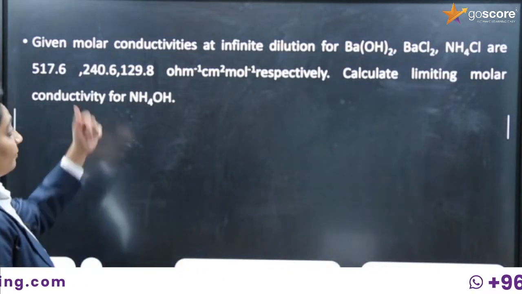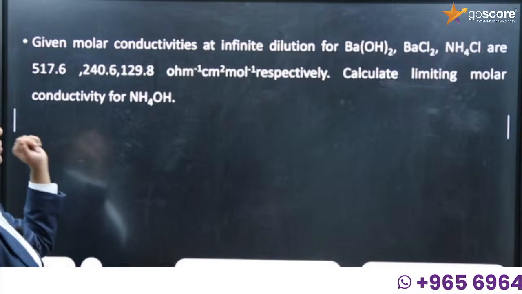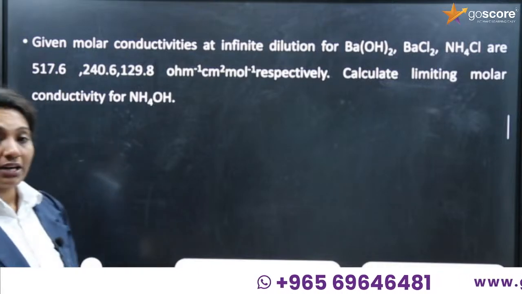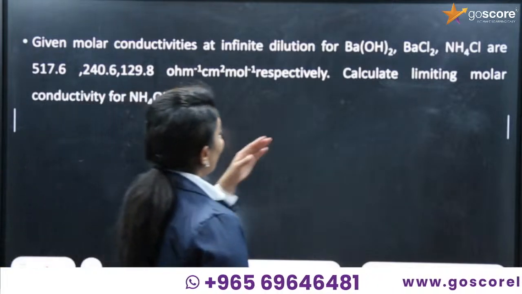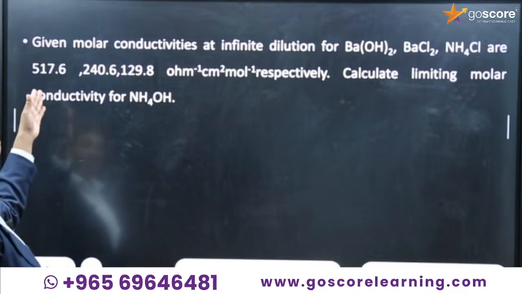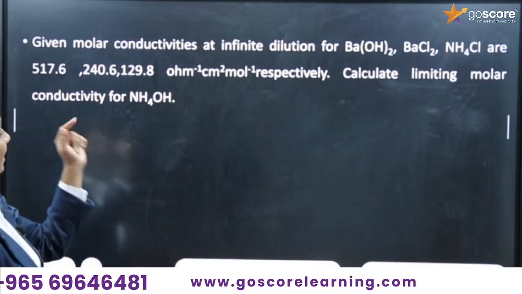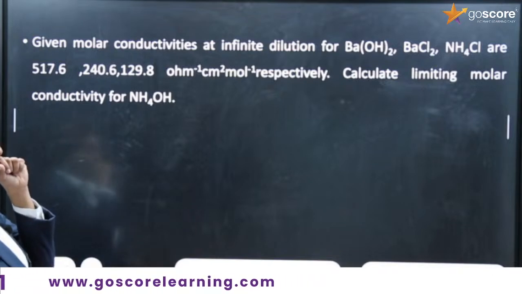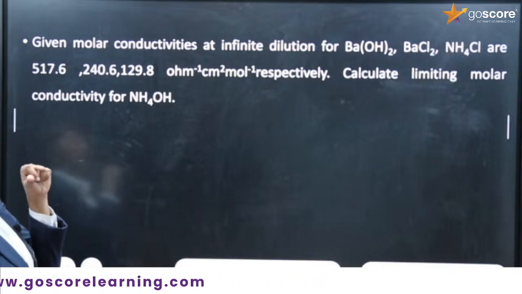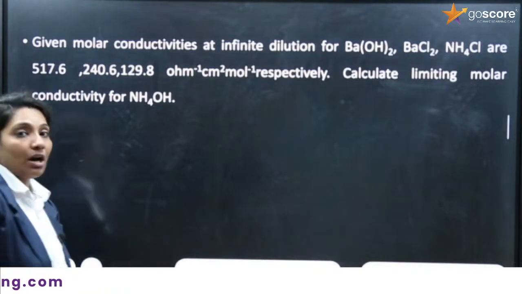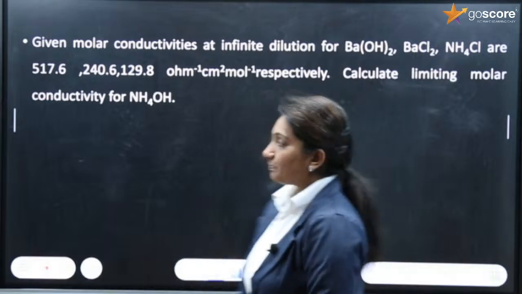Okay. Same way. See here. You want to find out the limiting molar conductivity of ammonium hydroxide solution. The molar conductivities at infinite dilution of barium hydroxide, barium chloride and ammonium chloride are given. Okay, that is 517.6, 240.6 and 129.8 ohm inverse centimeter square mole inverse respectively.